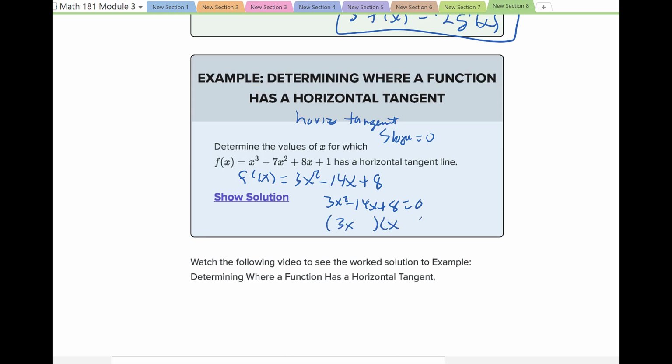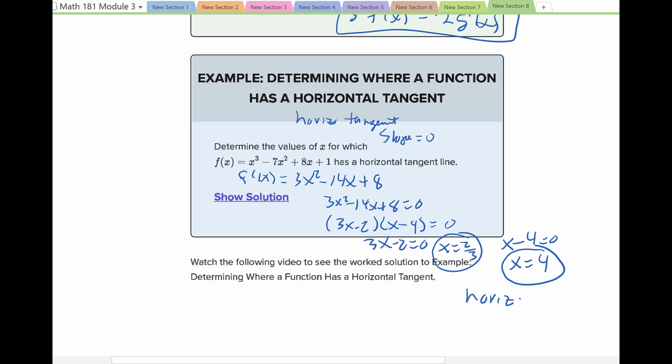If we take 3x squared minus 14x plus 8 and set it equal to 0, this factors into 3x times something, x times something. And let's see, 3x minus 2 and x minus 4 work. So 3x minus 2 equals 0, x equals 2/3, and x minus 4 equals 0, x equals 4. So these two places you have a slope of 0, or horizontal tangent.